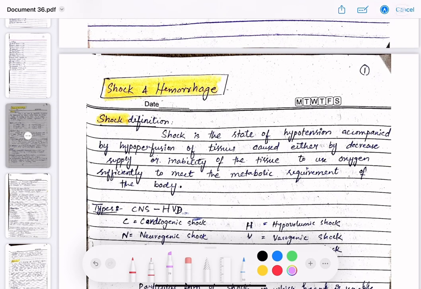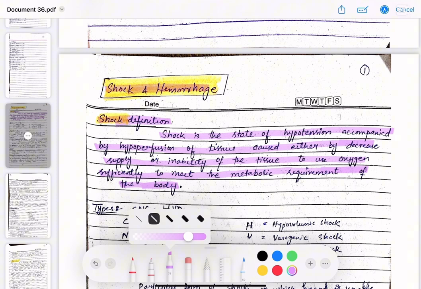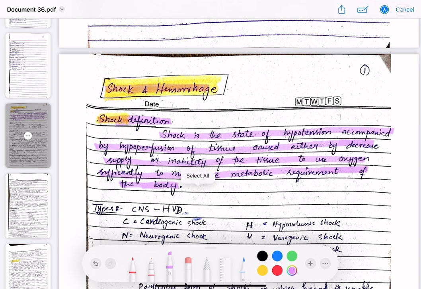The definition of shock is that shock is the state of hypotension which is accompanied by hypoperfusion of the tissues, caused either by decreased supply or inability of the tissues to use oxygen sufficiently to meet the metabolic requirements of the body. What is the definition of shock? Shock is the state of hypotension which is accompanied by hypoperfusion of the tissues caused either by decreased supply or inability of the tissues to use oxygen sufficiently to meet the metabolic requirement of the body.